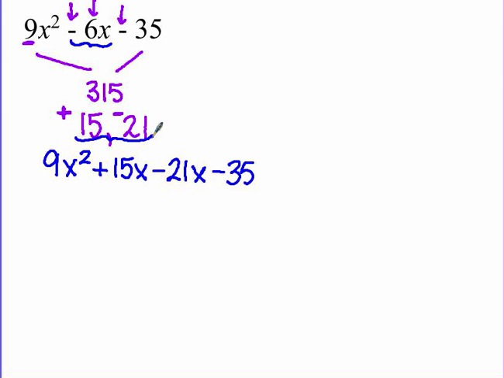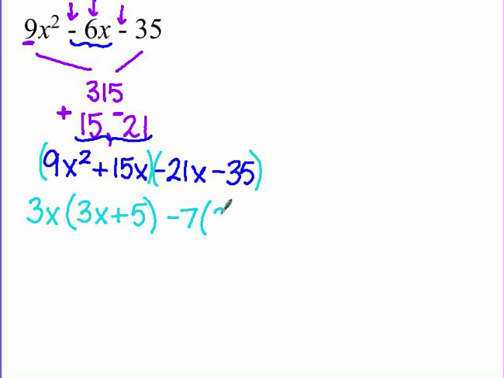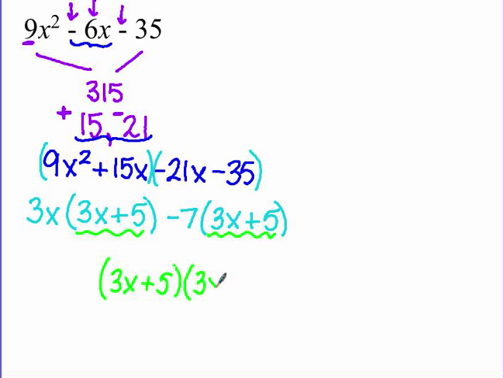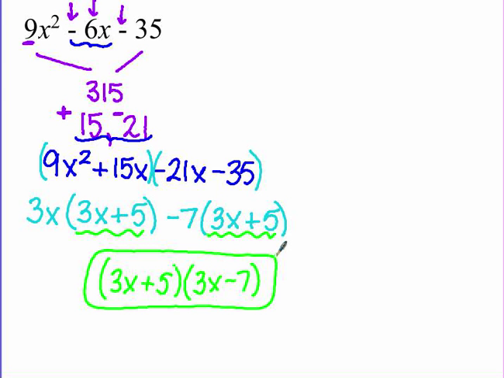Now, do we remember what happens when we have 4 terms? Pair them up, like they're couples. So now you see why we did this. What is in common with the 9x squared and the 15x? 3x, nice job. What does that leave me with? 3x plus 5. Negative 21 and negative 35 have a common factor of negative 7, and that leaves me with 3x plus 5. We see that these match, and so that's one of our quantities. What's our other quantity? 3x minus 7, the ones on the outside.